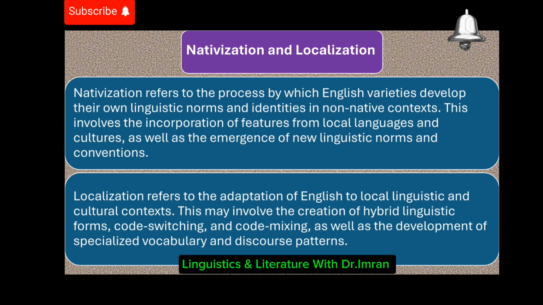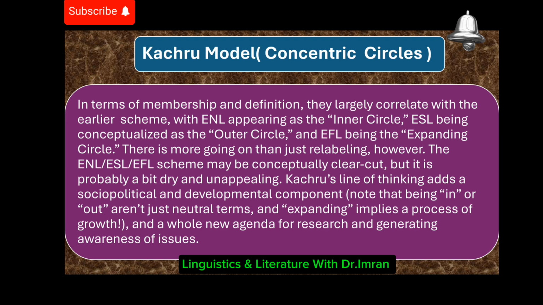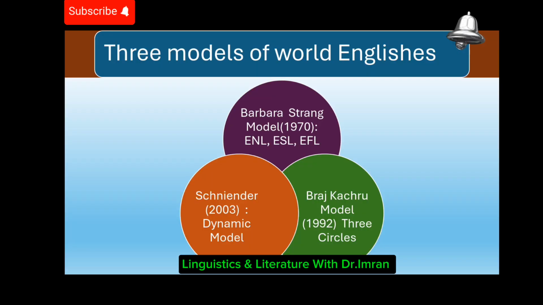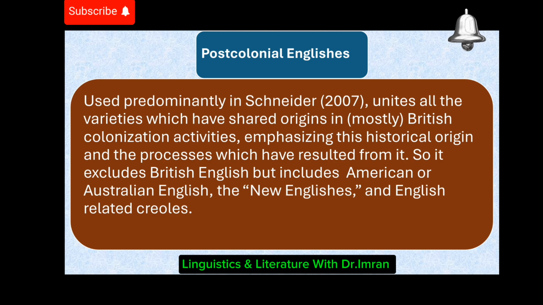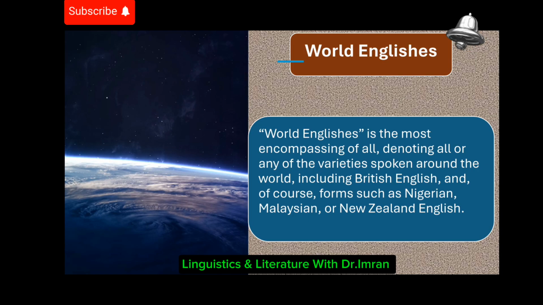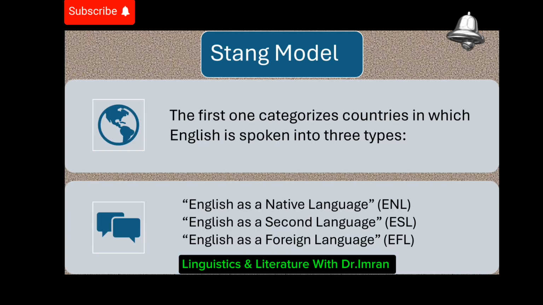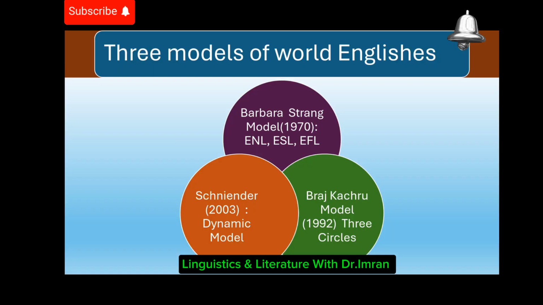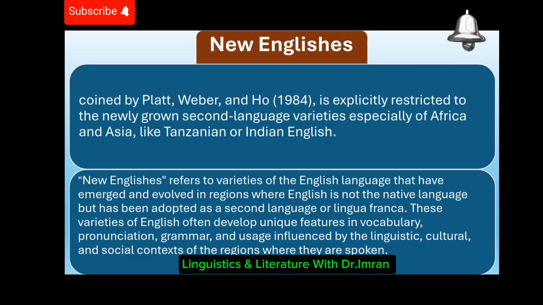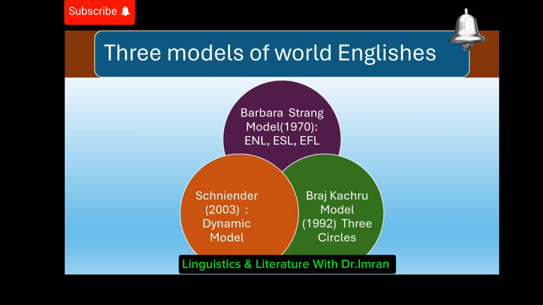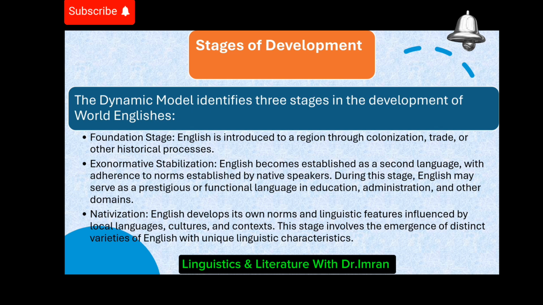So thank you so much. It was all about categorizing world English, and we talked about three major labels, and we talked about world Englishes. And for world Englishes, we have a model which was developed by Kachru, okay. And similarly, for new Englishes, we have a model which is Strange model. And then we have the dynamic model, okay. You can see here that is for post-colonial Englishes.